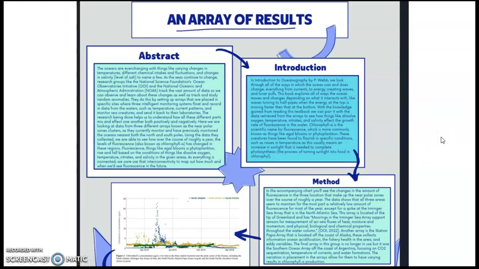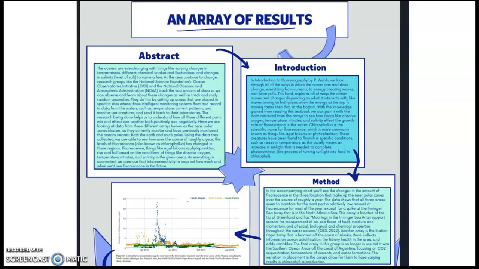So first we have the abstract. Oceans are ever changing with things like varying changes in temperature, different chemical intakes and fluctuations, and changes in salinity, levels of salts, to name a few. As seas continue to change, research groups like the National Science Foundation's Ocean Observatories Initiative, OOI, and the National Oceanic and Atmospheric Administration, NOAA, track the vast amount of data so we can observe and learn about these changes, as well as track and study random anomalies.